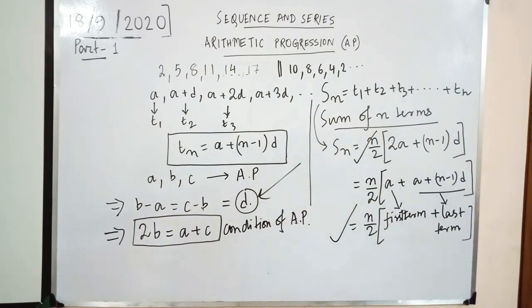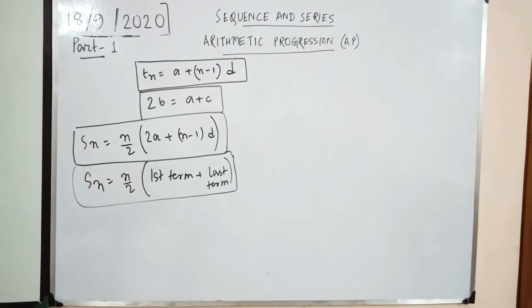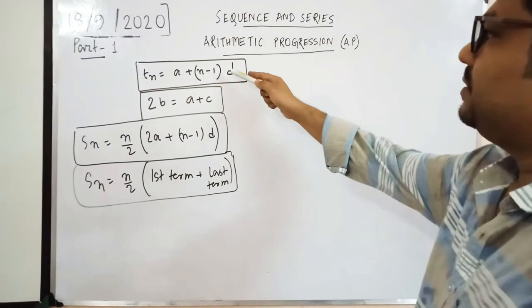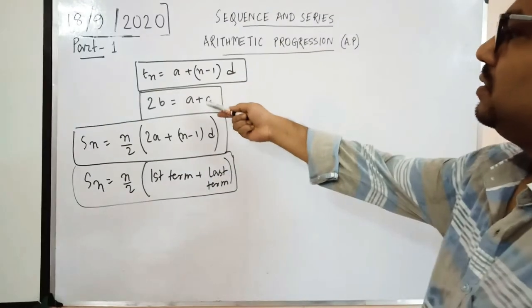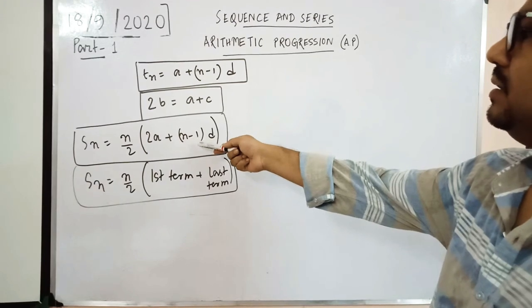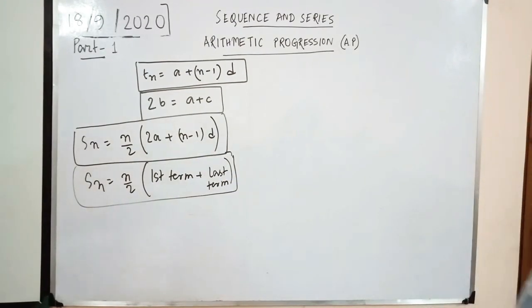After this we see the other things. Here we have written the four formulas which we have learned. This is the Tn formula, the nth term formula. This is the condition, and this is the Sn, the summation of n terms. Now we will proceed after this.